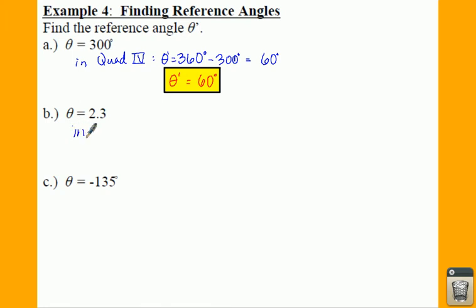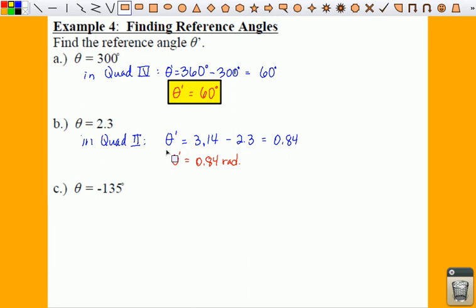So we are in quadrant 2. Here we find our reference angle by taking our pi, or in this case, since we're using decimals, we'll make that 3.14 minus 2.3, and that gives us 0.84. So our reference angle, our theta prime, is 0.84, and that's radians. So we'll just abbreviate that. Even though it's not in terms of pi, it's still a radian.